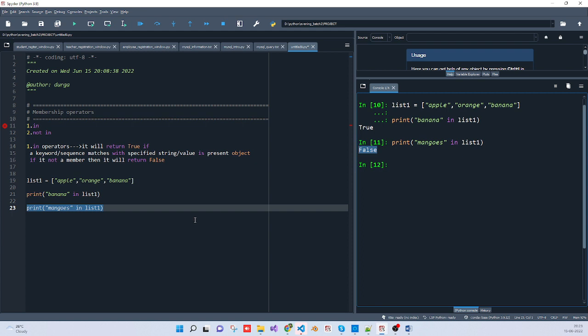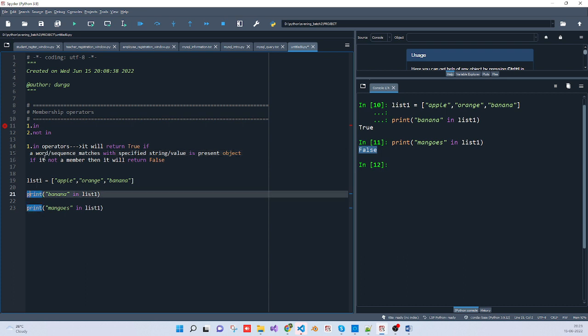The in operator is a membership operator for a particular object, sequence, or word, whatever you want. This is not a keyword, we will take it as a word, word or sequence, not keyword. Keywords are something like in, and list, tuple. I will take it as a general word.